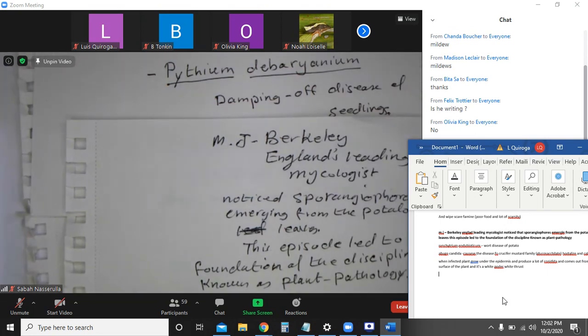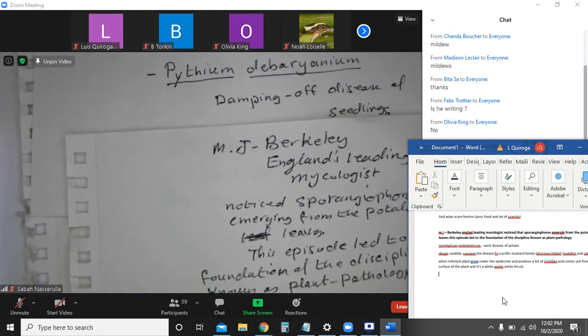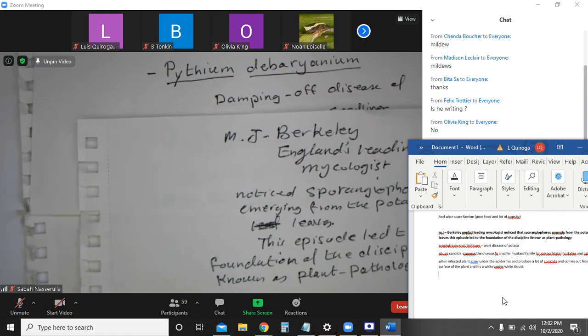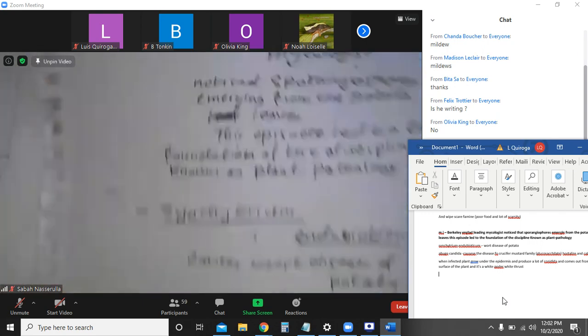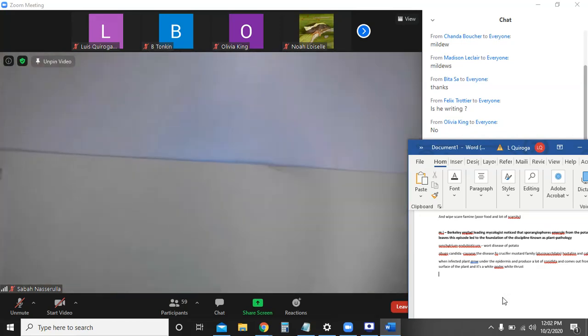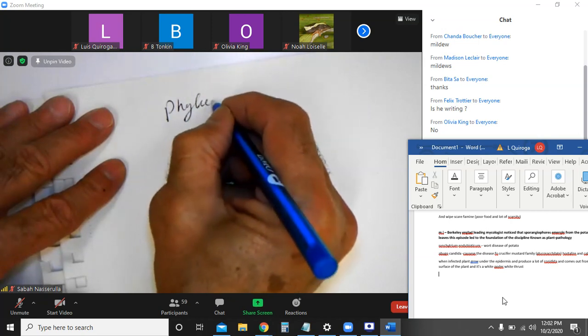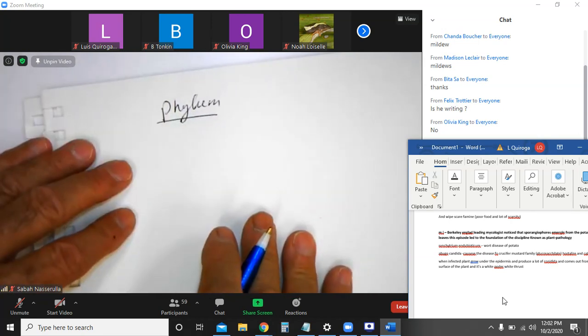Is that clear now? So now, I've finished with this. I will end the section on the oomycetes, or the Mastigomycota, and we're going to move now to a new group of fungi, the phylum Zygomycota.